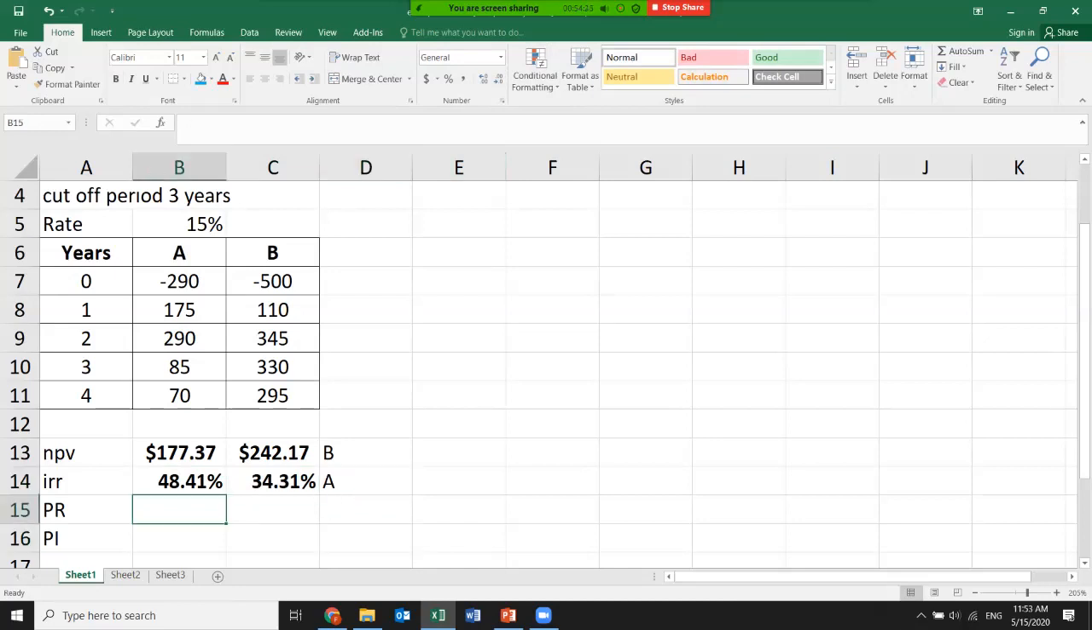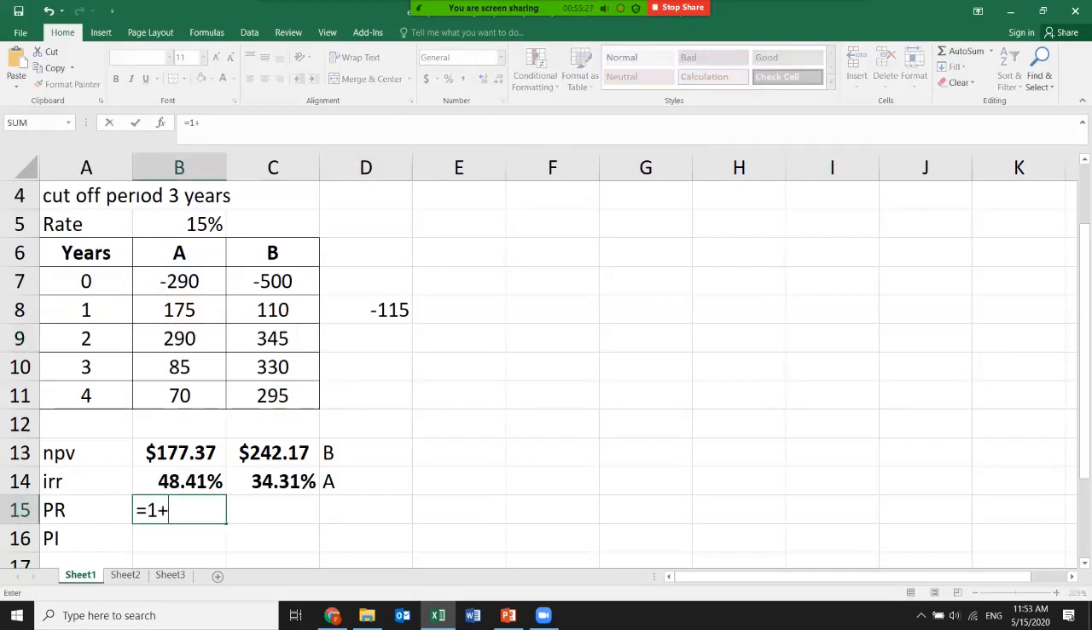Payback period, it tells you how long it takes to cover your investment cost. But in here, can anyone help me to calculate the payback period for project A? Less than 2 years? 240 plus this, 115. How many years? 1 year. 1.4.